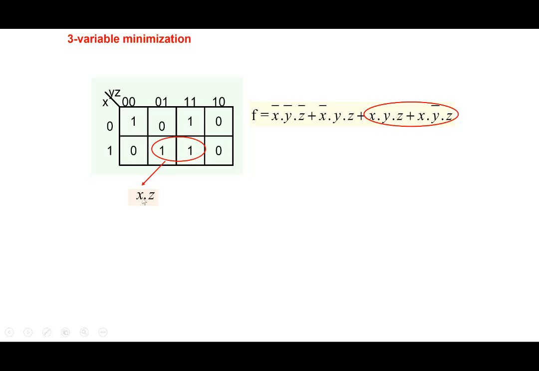We have xz. Can we combine this term and this term here? Well, x is common between them, but between yz, nothing is common. yz is 0 0 and yz is 1 1. So you can't really combine this and this term. You can only combine the neighboring terms.